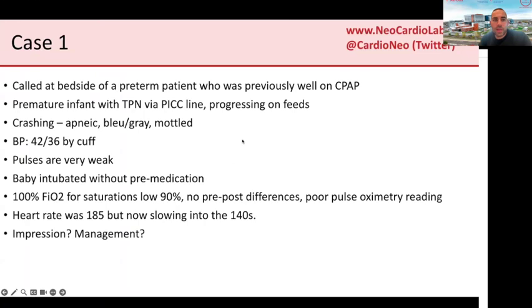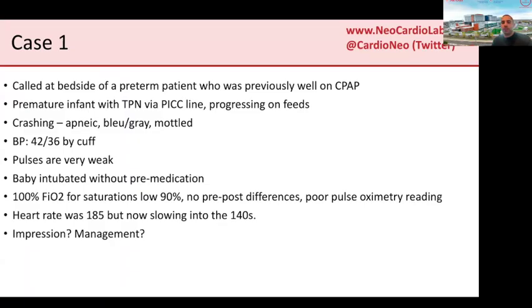So case number 1, because it's been 20 minutes, we reviewed already the types of shock. Okay, so you're called at the bedside of a preterm patient who was previously well on CPAP, 27-weeker. This kid is maybe 7-day-old. So he has a TPN. It's administered via PICC line because the UVL was previously peripheral. He's progressing on feeds. He was doing relatively well in 25% oxygen.